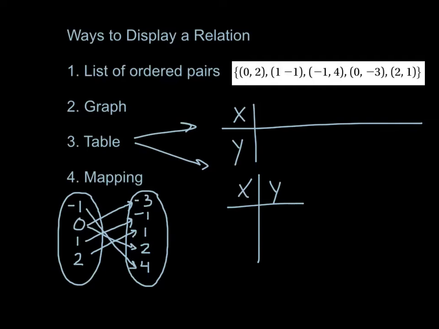So again, as we said, each one has its own value. And it looks like I probably am going to have to quickly sketch the graph. Let me do that real quick. Okay, there we go. We got our graph now. We got our graph, our table, our mapping.